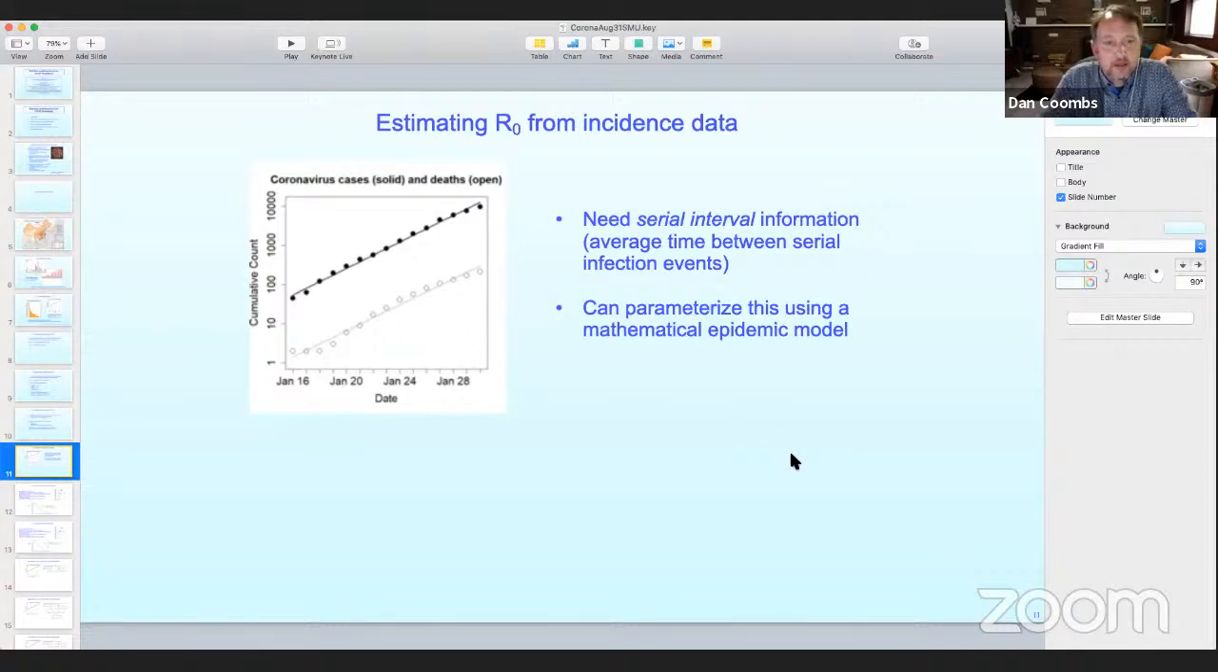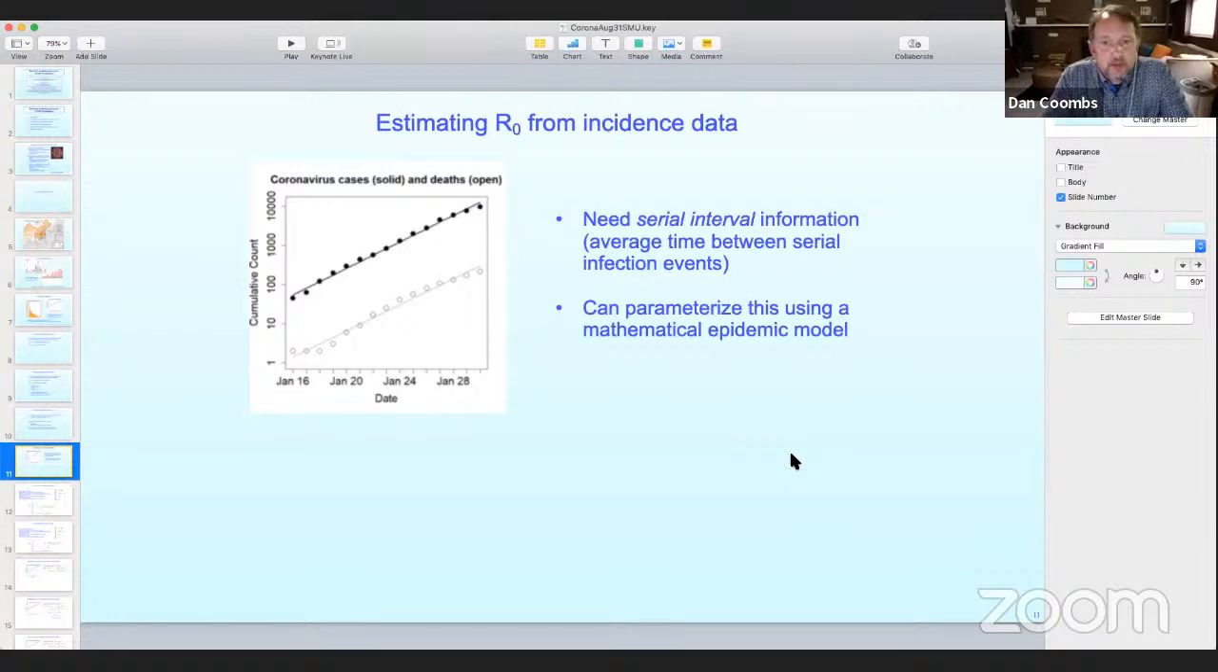So this is the kind of data that was available. We're trying to estimate a dimensionless parameter from, say, an exponentially growing process. So one thing that we're going to need is a time scale to do that with. And the appropriate time scale here is the average time, say, between serial infection events. So it's the time between getting infected and infecting somebody else. And of course, this is going to be a distribution.